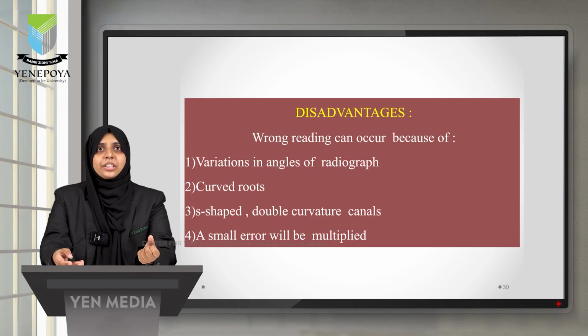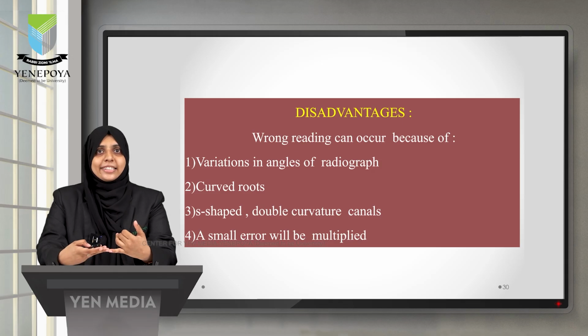Now what are the disadvantages? A wrong reading can occur because of variations in the angles of the radiograph, because of the presence of curved roots or double curvatured canals, and also a small error could be multiplied.